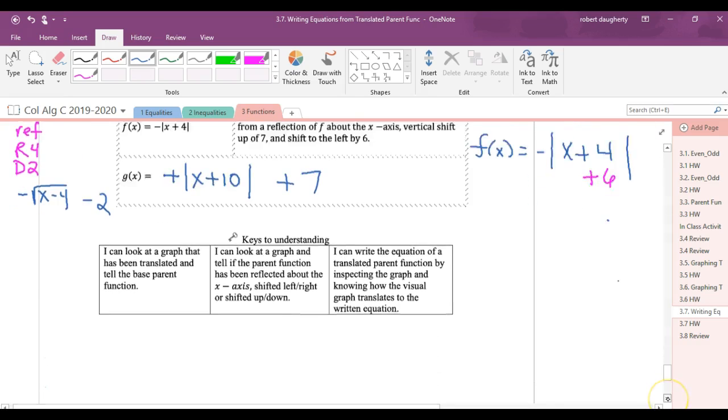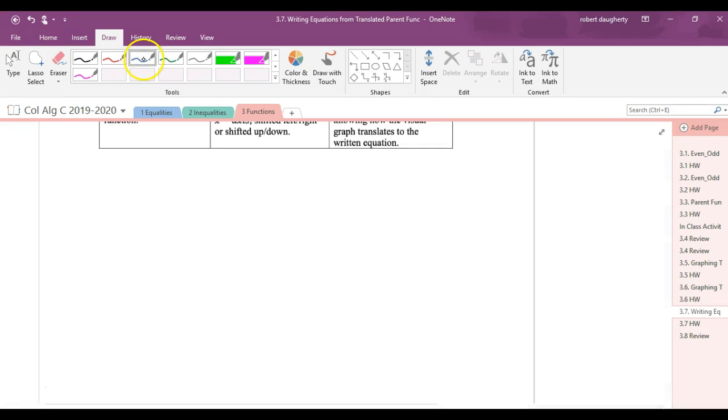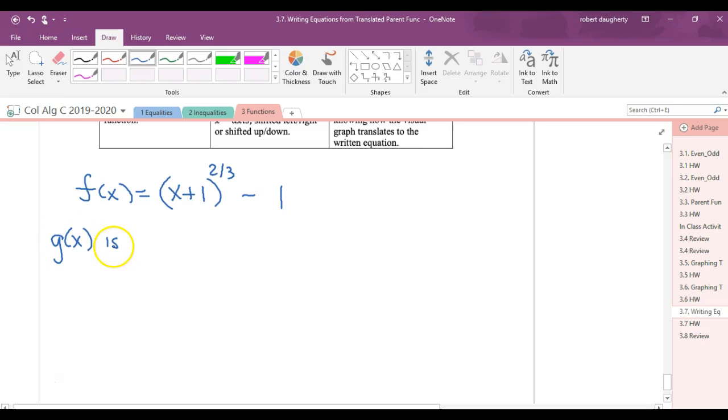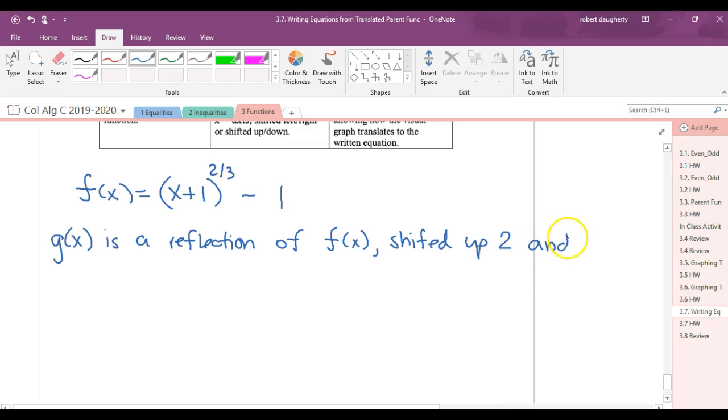Okay. So this is probably the hardest part. Let's just do an example. Let's just say I've got f of x equal x plus 1 to the 2/3 minus 1. That's my original function, okay? And let's just say that g of x is a reflection of f of x shifted up 2 and left 3. So g of x is a reflection of f shifted up 2 and left 3.